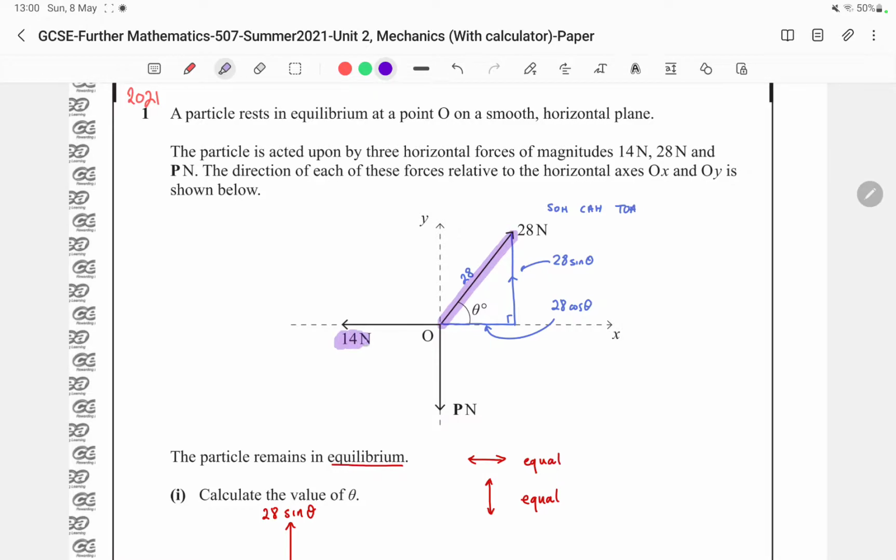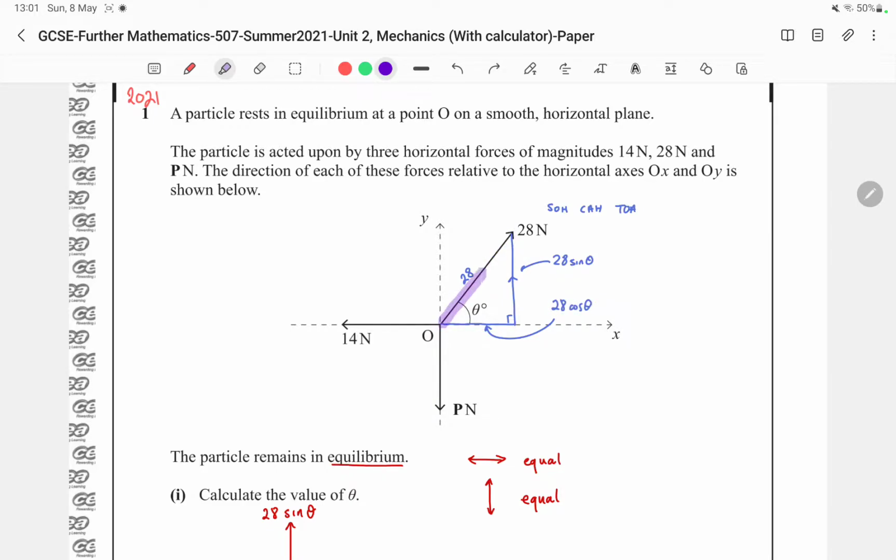We don't need to resolve these two forces because they are already either horizontal or vertical. So that 28 newtons is going to be split up into a horizontal component and a vertical component. Now, if we treat the 28 newtons as the hypotenuse of a right angled triangle, then our horizontal component is therefore the adjacent. And when we use adjacent and hypotenuse, we use cos. So the horizontal component of the 28 newtons is 28 cos theta.